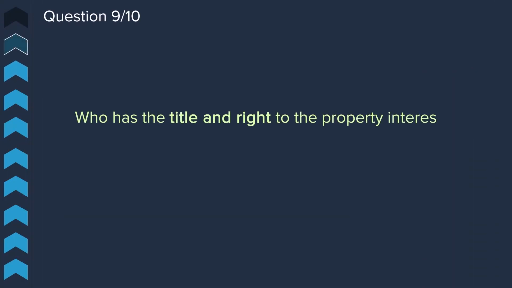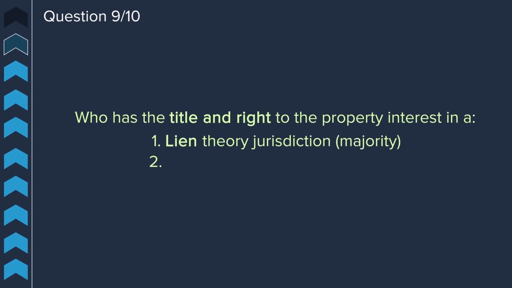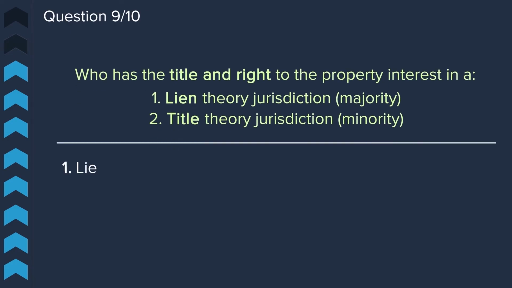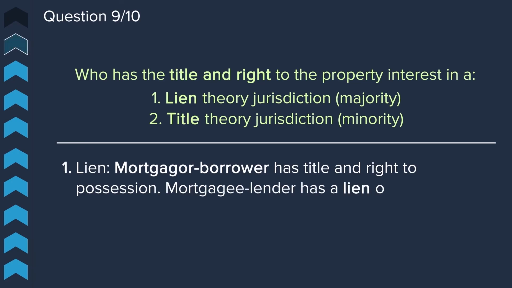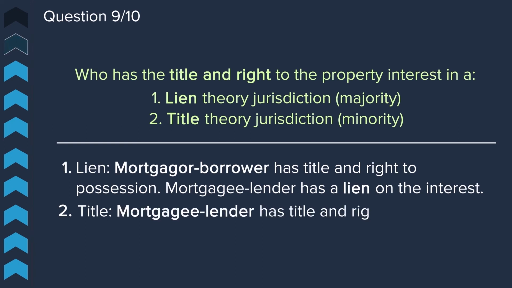Question 9. Who has the title and right to the property interest in a lien theory jurisdiction, which is the majority, and then in a title theory jurisdiction, which is the minority? In a lien theory jurisdiction, the mortgagor borrower has the title and right to possession. The mortgagee lender has a lien on that interest. In a title theory jurisdiction, however, the mortgagee lender has title and right to possession.